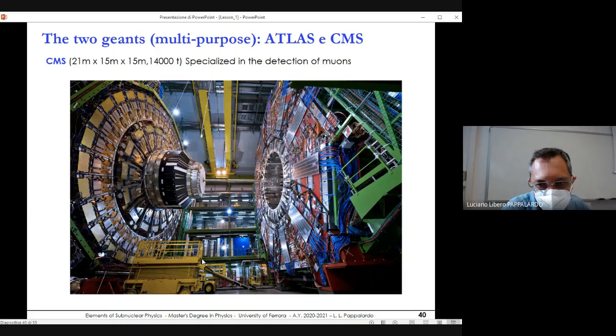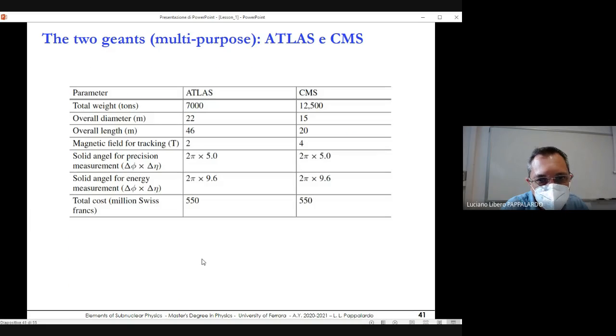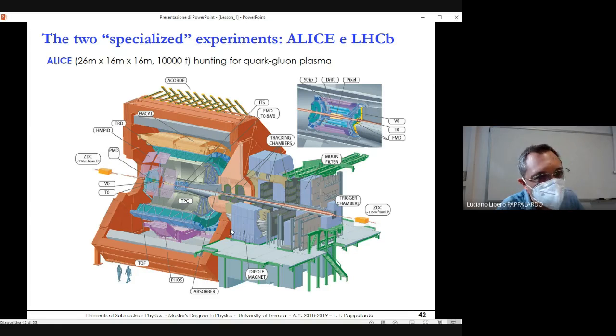Here's another impressive view of CMS during construction. And this table summarizes the main features about ATLAS and CMS, so the total weight, the overall size, etc. There is also an estimate of the cost, so I think it's completely obsolete, 550 million Swiss francs.